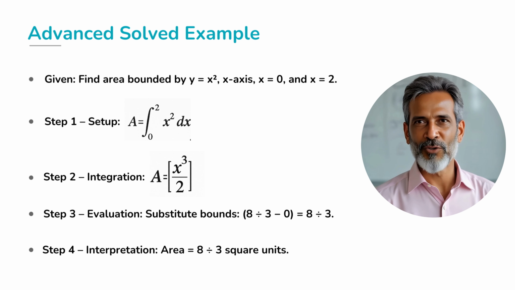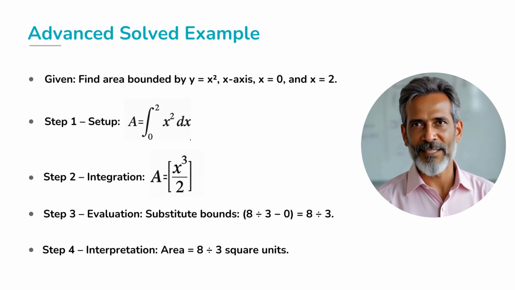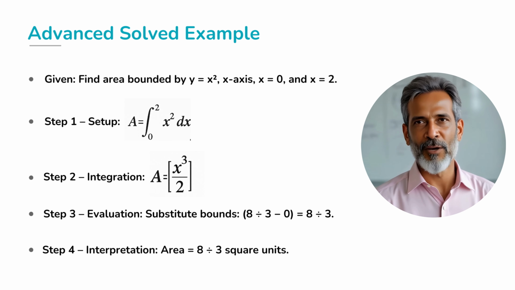Let's try a concrete example. Find the area under the parabola y equals x squared, bounded by x equals 0 and x equals 2. Step 1. Write the setup. A equals the integral from 0 to 2 of x squared dx. Step 2. Integrate. The integral of x squared is x cubed divided by 3. So A equals bracket x cubed by 3 from 0 to 2.